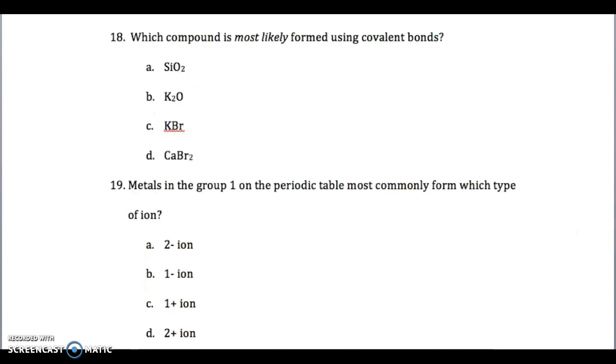Number 18. Which compound is most likely formed using covalent bonds? A. SiO2, B is K2O, C is KBr, D is CaBr2. Number 19. Metals in group 1 on the periodic table most commonly form which type of ion? A is 2 negative ion, B is 1 negative ion, C is 1 positive ion, or D is 2 positive ion.